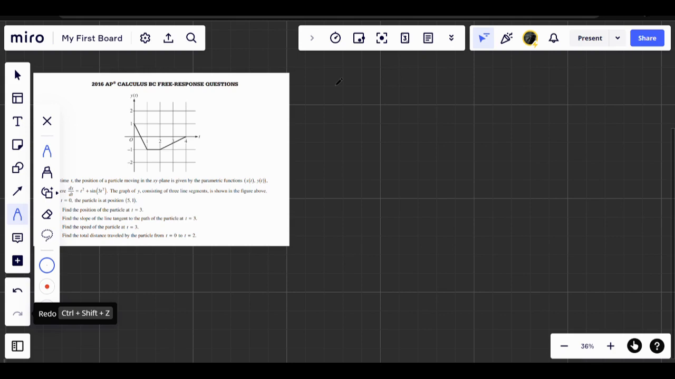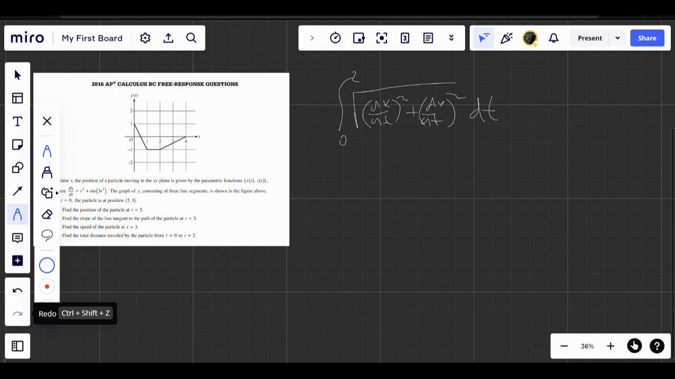For the fourth part of the problem, we need to find the total distance. And the distance is just when you integrate the speed. You just have to find the total change in position. So since we know that we have to go from 0 to 2, we can integrate from 0 to 2 the speed, which was the square root of dx dt squared plus dy dt squared. However, we realized that dy dt isn't written in an equation. We don't have an equation for y of t. So dy dt we have to get from the graph.